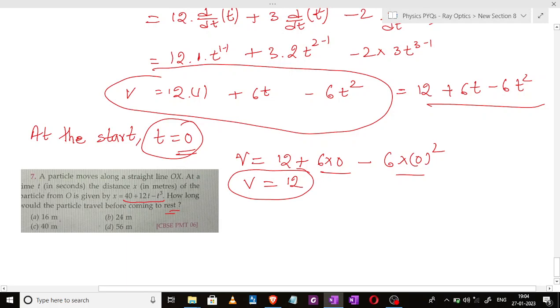How long would the particle travel before coming to rest? Okay, before coming to rest. This is a very interesting, very tricky question. This is not that easy. It may be difficult for you. So x is how much? 40 + 12t − t³.